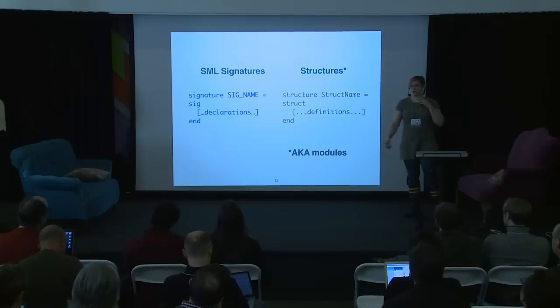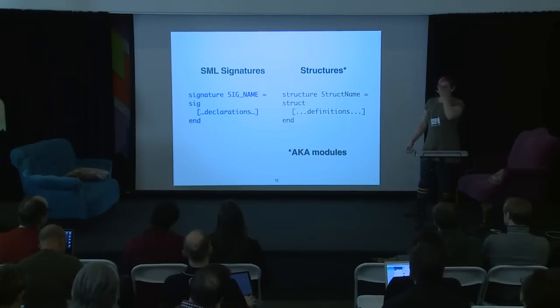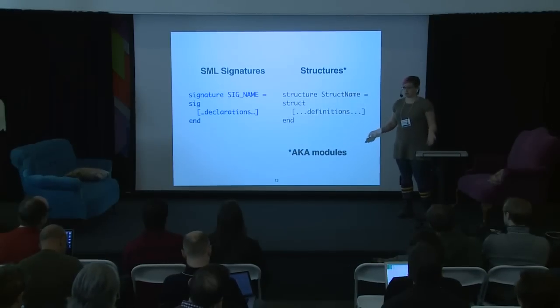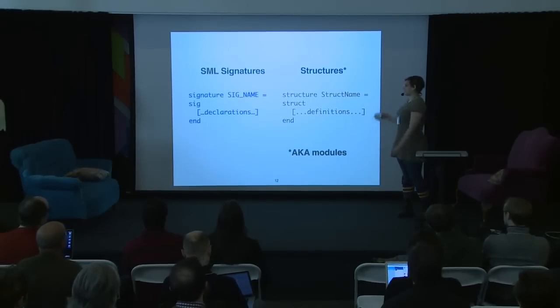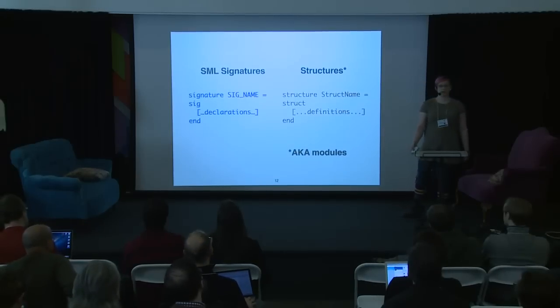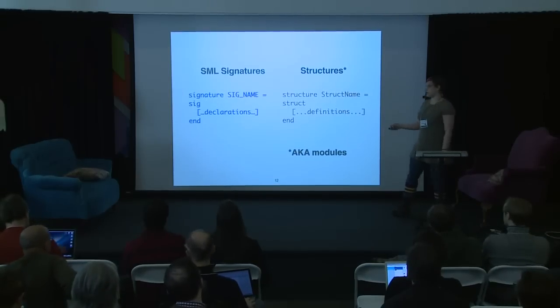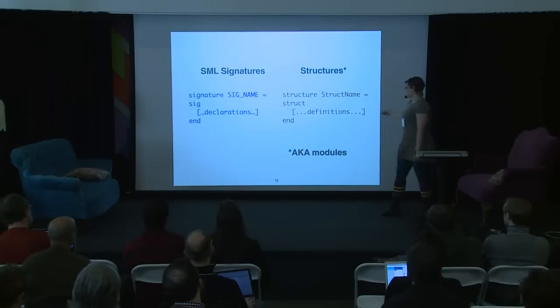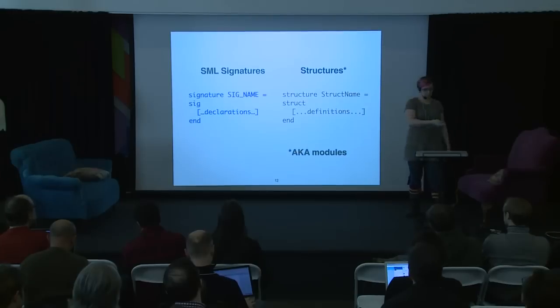And in general, an implementation of such a thing is called a structure, which is just ML's word for a module, which gives definitions to all of those abstract type declarations. So you have declarations over here, you have definitions over here, and somehow these definitions need to match the declarations.